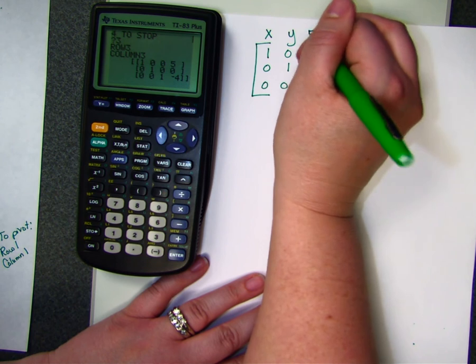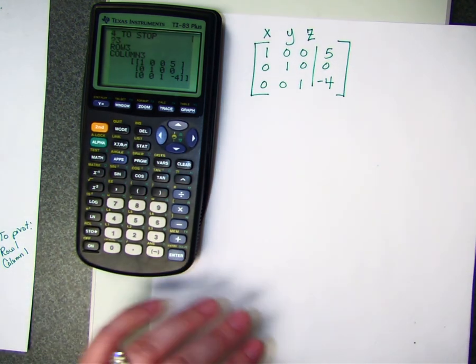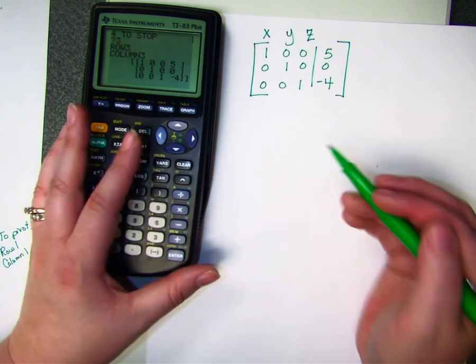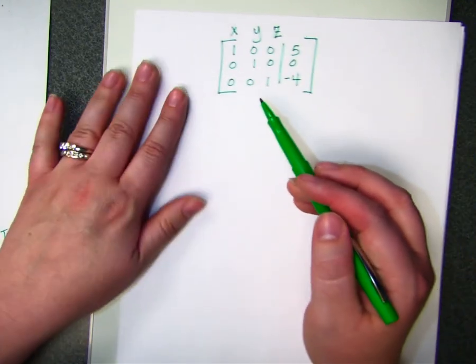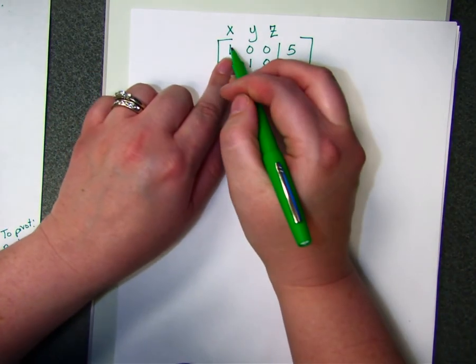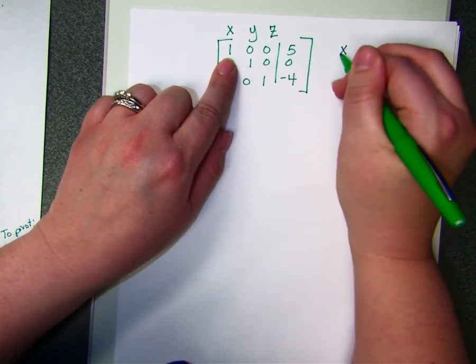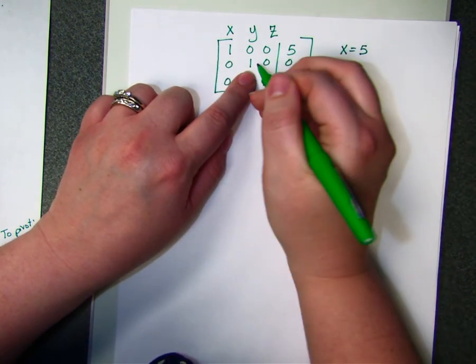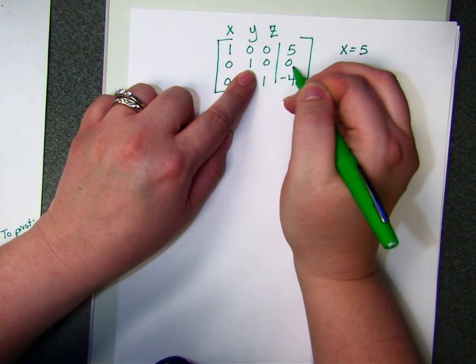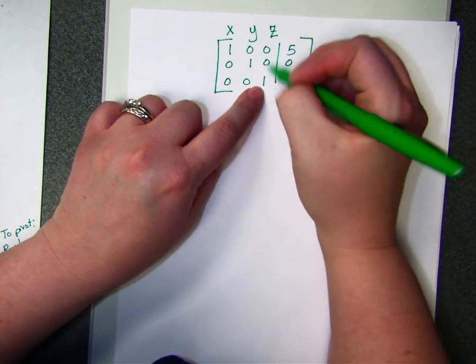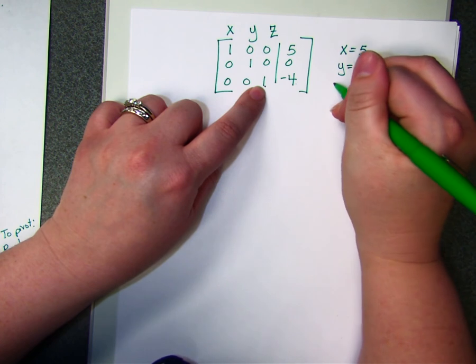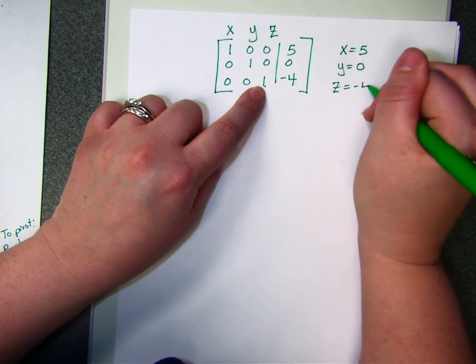Now that we're finished and we have it in Gauss-Jordan form, what we can do is we can read the answers to this system of equations directly from the matrix. So our top row says x is equal to 5. Our second row says y is equal to 0. And our third row says z is equal to negative 4.